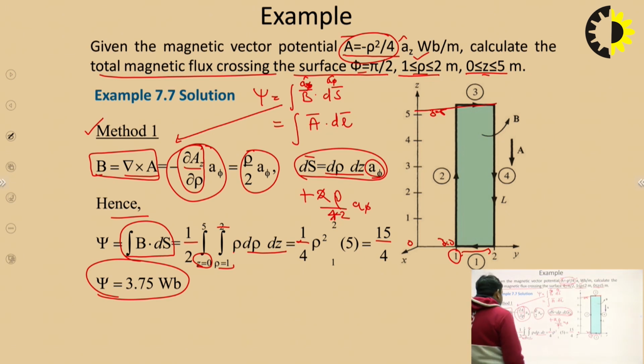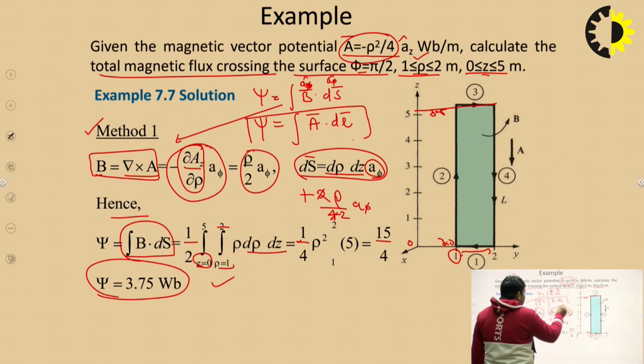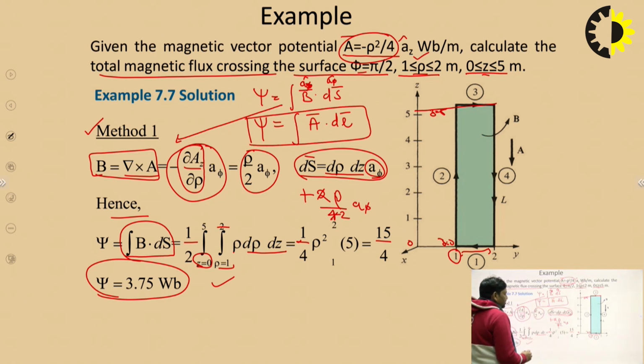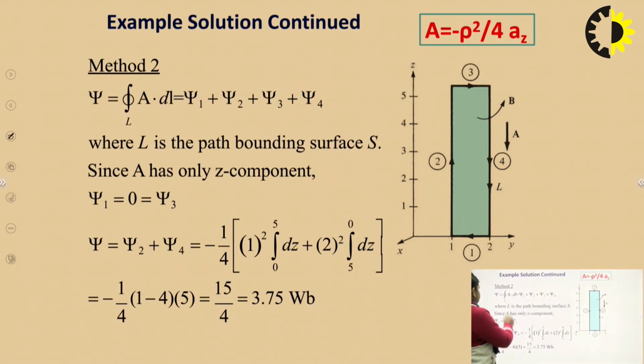So we easily calculate by this, but we can also calculate by using the second method. What is the second method? If we calculate psi with respect to the magnetic vector potential, the total outward magnetic flux is equal to the integral of A dot dl. So in method 2, the total magnetic flux psi is equal to A dot dl.